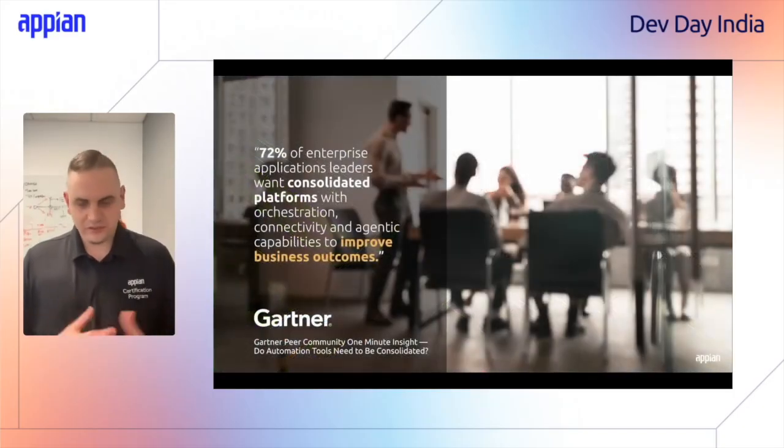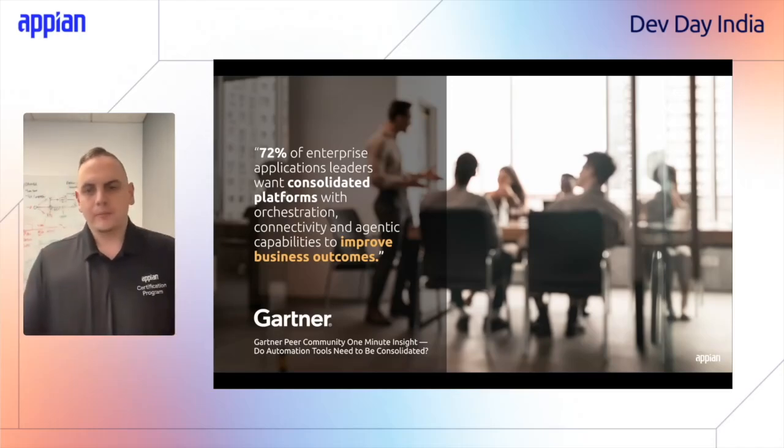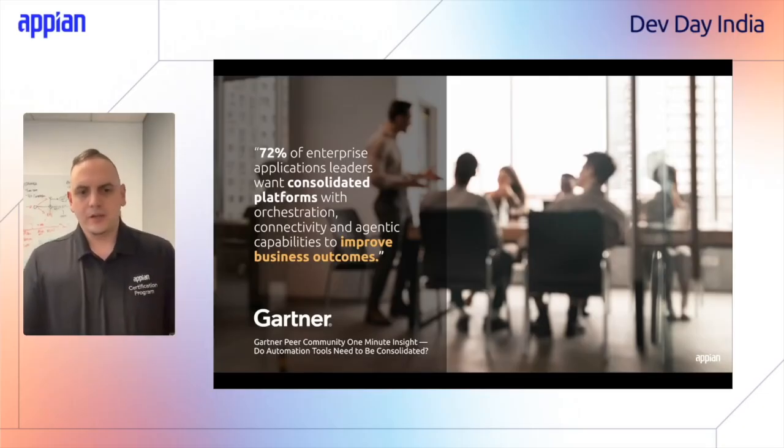And the fact of the matter is, this is not just an opinion of Appian. Market analysts are seeing some of these same trends as well, and an inclination to change the status quo for some of these complex process use cases. Gartner has a quote here about 72% of enterprise application leaders being interested in consolidated platforms with orchestration, connectivity, and agentic capabilities to improve their business outcomes.